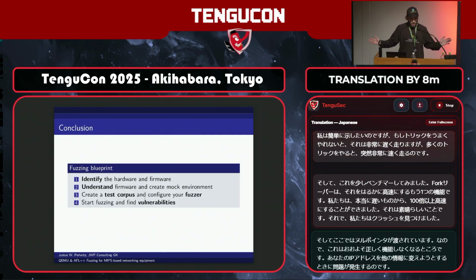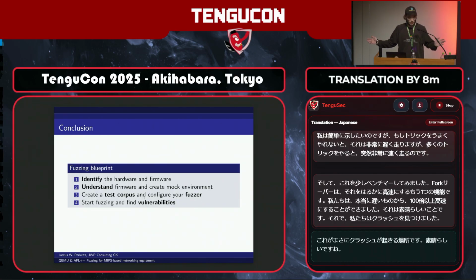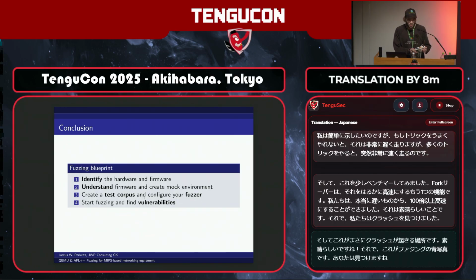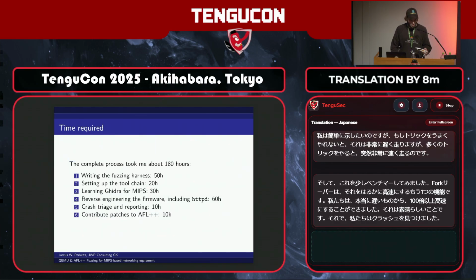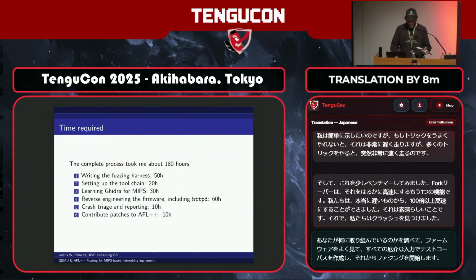Wonderful. So this is the blueprint to fuzzing. You find out what you're working with. You look very closely at the firmware. You create your test corpus with all those nasty inputs, and then you start fuzzing. This took me around 180 hours. Most of it was spent on reverse engineering the firmware, which is really boring to talk about because it just takes so much time, and then you know how all the functions are called. But it just takes so much time.